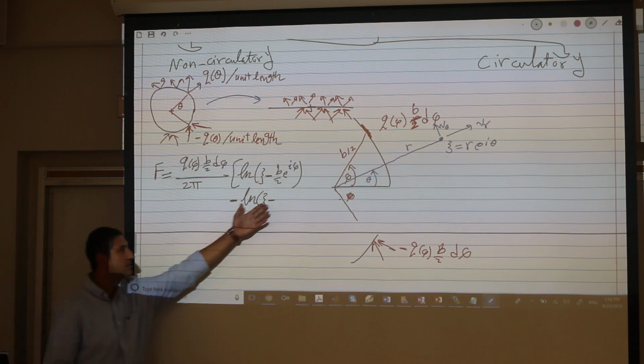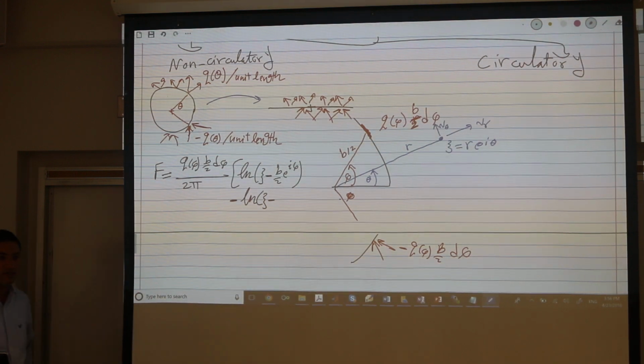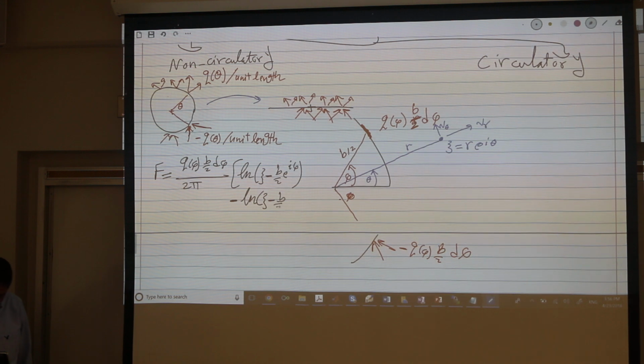What should I write here? Conjugate? It's minus i theta. Yeah, b over 2 e to the negative i phi. Any question about that? So you got the complex potential.